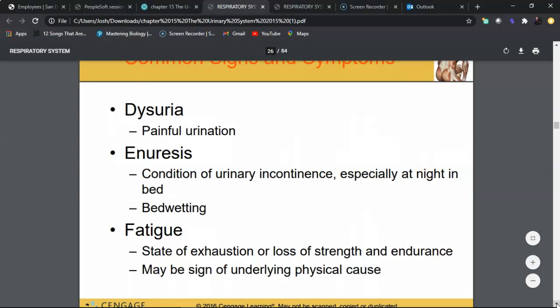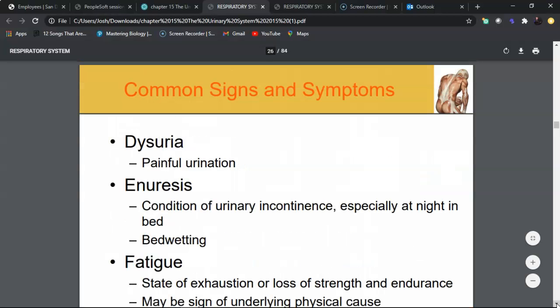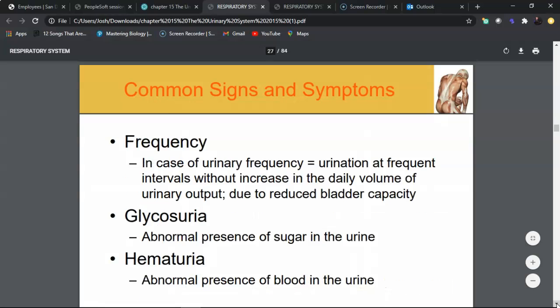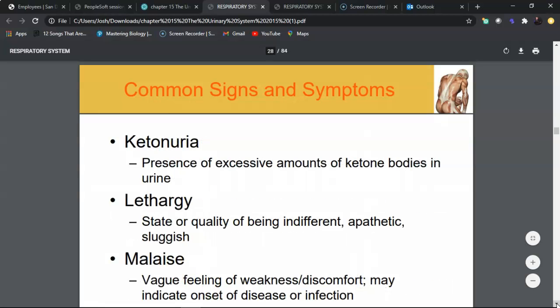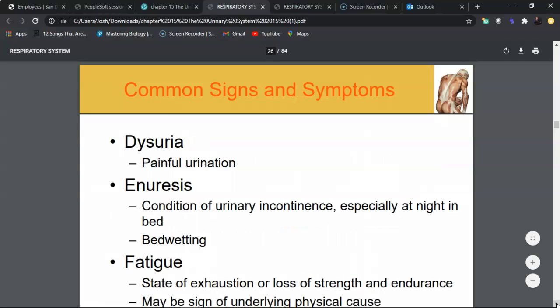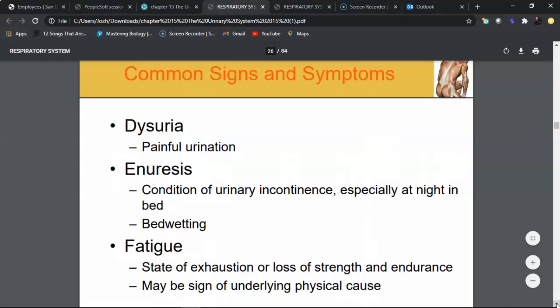Then we have a couple of terms that are kind of similar. We have the word fatigue, and then lethargy and malaise. Those are all kind of similar terms. Fatigue is sort of a state of exhaustion or loss of strength and endurance. It can be a sign of something like an underlying physical cause, where you say I'm really fatigued, or you're just exhausted and tired beyond what's normal.